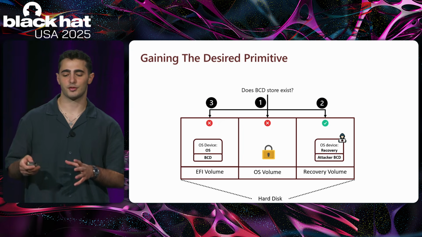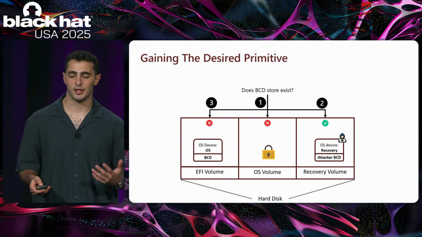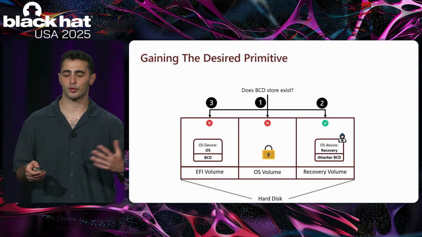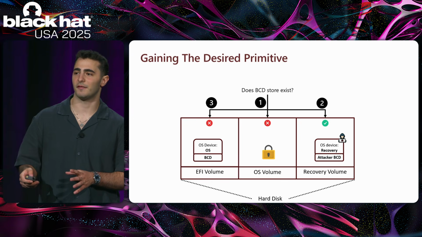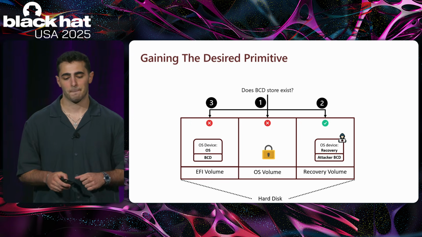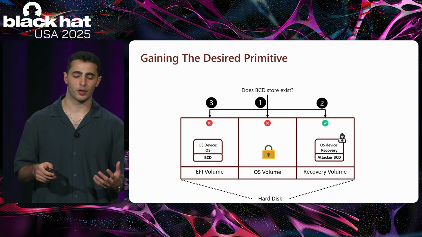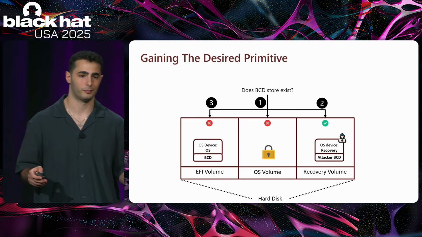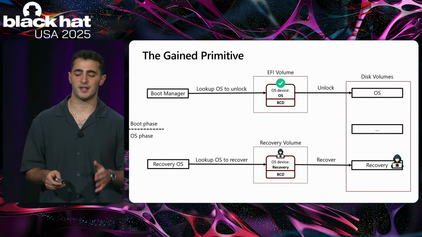By placing a custom attacker-controlled store in the recovery volume, we can trick WinRE into using it instead of the EFI BCD store. And with this setup, WinRE doesn't even reach the point of querying the EFI volume for a BCD store. It just uses the first store that it finds in the recovery volume. So any modification or corruption we make to that attacker store will only impact WinRE and will not interfere with the auto-unlock functionality at all. This flow allows us to achieve the desired primitive.